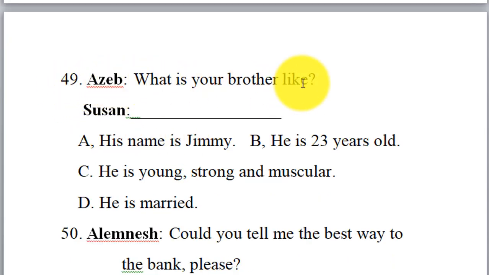Please, question 49. What's your brother like? I know what the essence of the question is. መጀመሪያ ጥያቄው ዋና ስሜቱ ምንድነው የፈለገው? What is your brother like? ሱዛን ምን ብላ መለስ አለባት? His name is Jimmy እንደዚህ የሚል ከሆነ what's your brother's name ብዬ መለስ አለበት። His brother's Jimmy ትለኛለች, ልክ ነው። He is 23 years old, how old is your brother, 23, how old አይደለም ጥያቄው ልብ አድርጉ። He is young, strong and muscular. What's your brother like means the physical appearance of your brother.